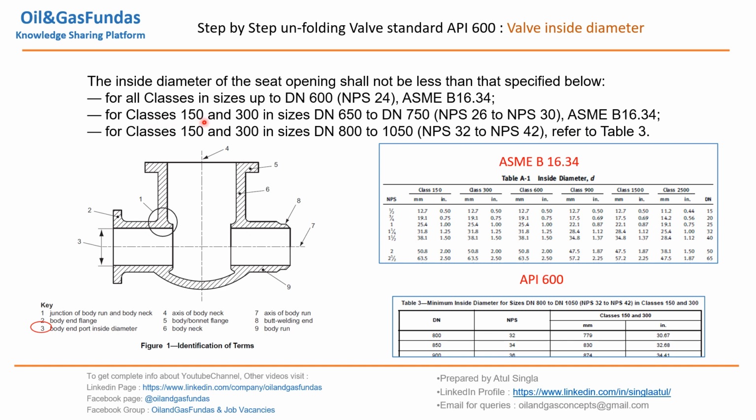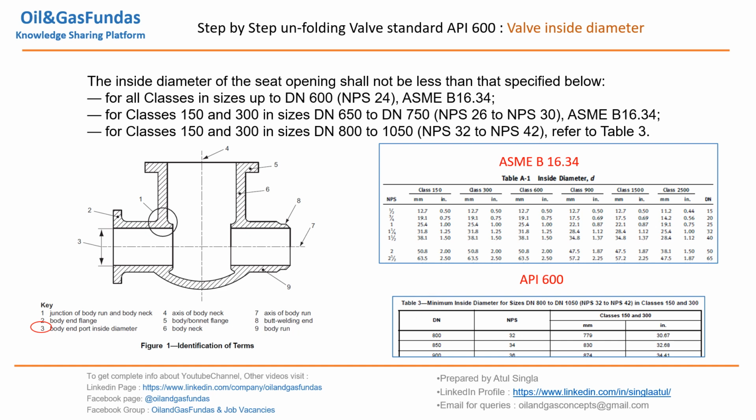For classes 150 to 300, in sizes 26 to 30, meaning more than this, we have to refer again to 16.34. But the only difference is we can refer 16.34 for larger sizes for 150 and 300 rating only. For classes 150 and 300 in sizes above 30, that means 32 to 40 inch, we have to go back to API 600 table 3, which is here.